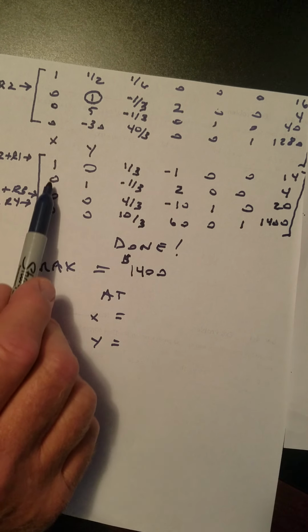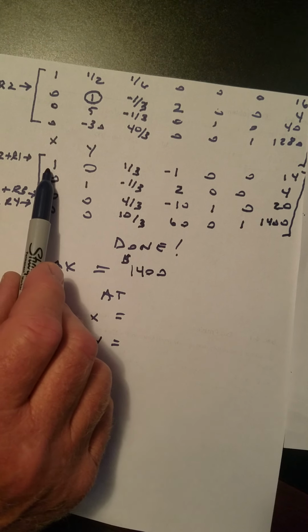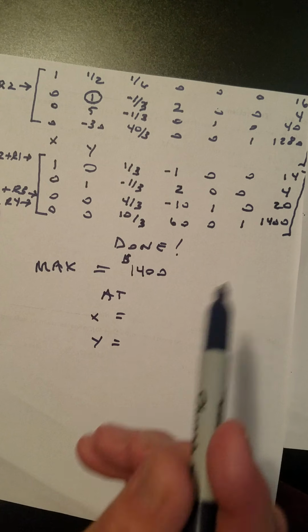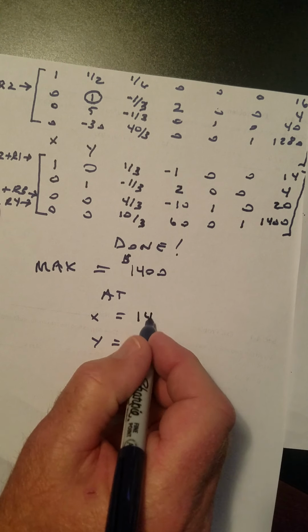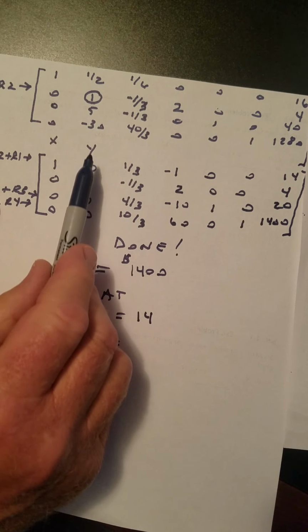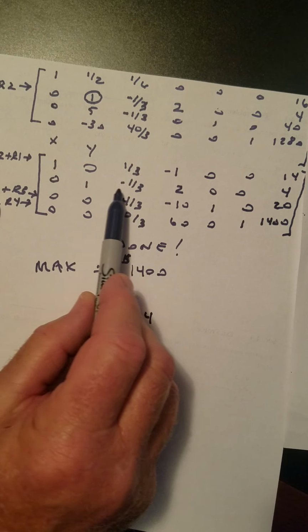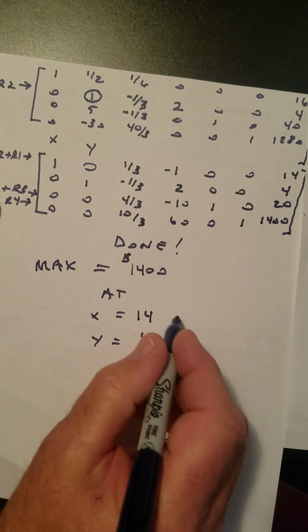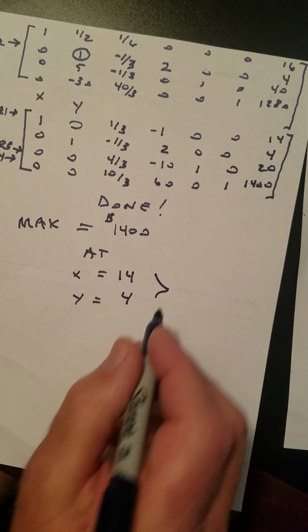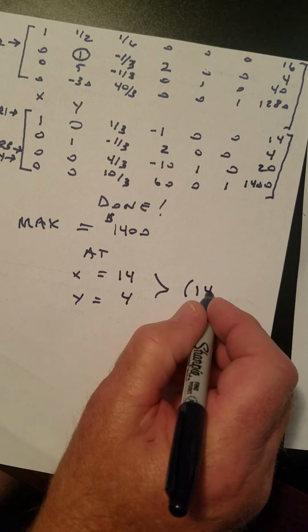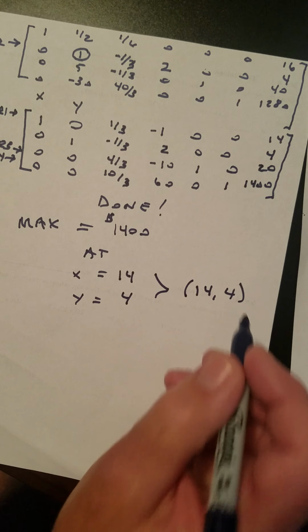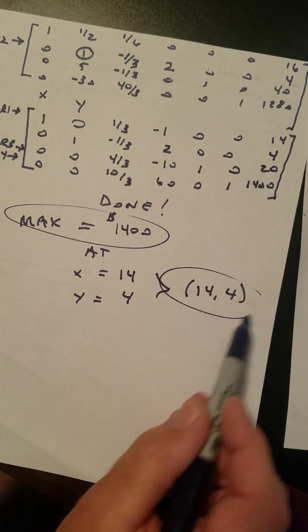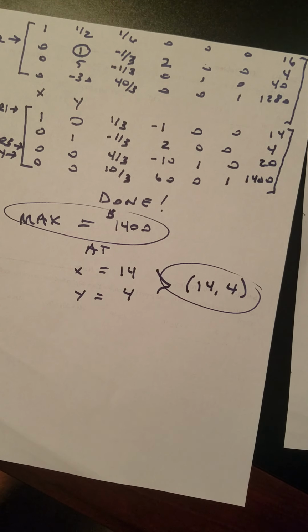Okay, so in the X column, the 1 is here. So if I go straight across from the 1, that's going to tell me what X is. X equals 14. In the Y column, the 1 is here. I go all the way across, Y is 4. So you could write that as an ordered pair, 14, comma 4. I don't really care. The important things in the answer are the maximum and then where it hits. Those are the two things.